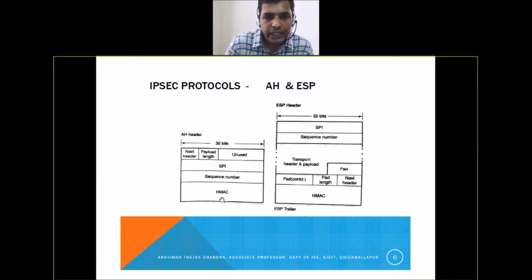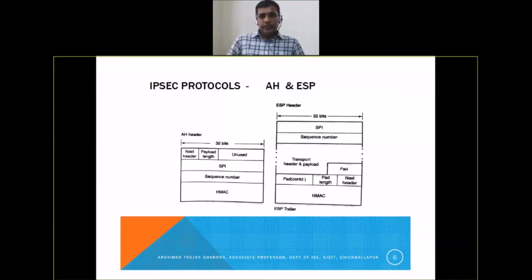Next, HMAC is hash-based message authentication code that uses hash functions like MD5 or SHA1 to provide authentication. Since the AH protocol is meant to provide authentication, in the AH header the field that is used to provide authentication is HMAC. In the coming slides, we will see where AH will be placed.